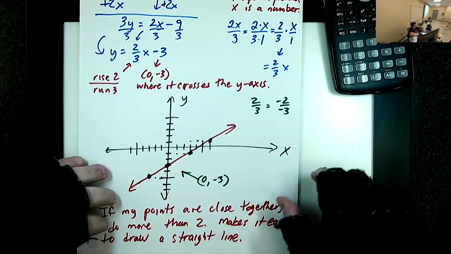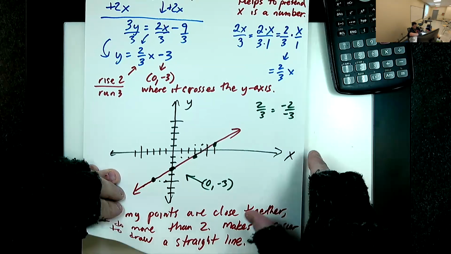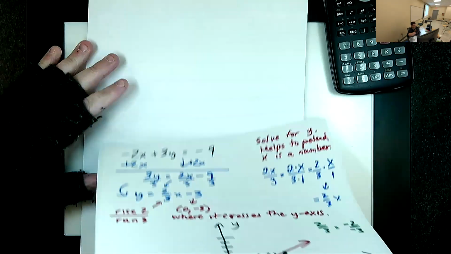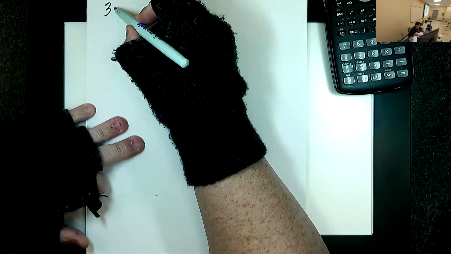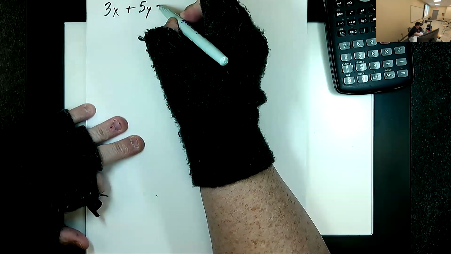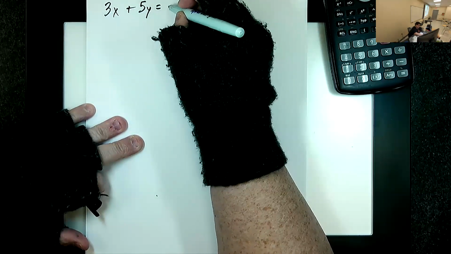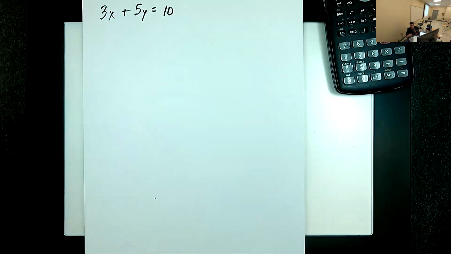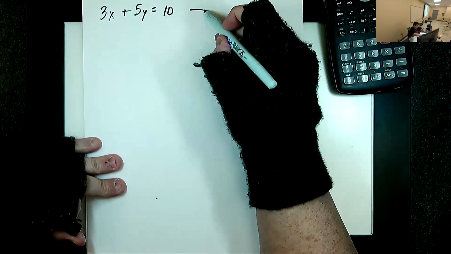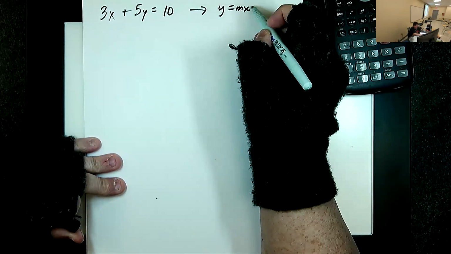You guys want to try one? Let's go with 3x plus 5y equals 10. Try writing that in slope-intercept form and then graph it.